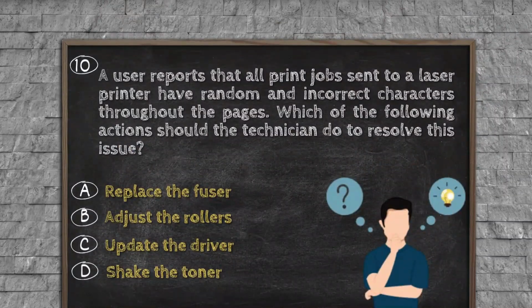Question number 10. A user reports that all print jobs sent to a laser printer have random and incorrect characters throughout the pages. Which of the following actions should the technician do to resolve this issue? Option A, replace the fuser. Option B, adjust the rollers. Option C, update the driver. Option D, shake the toner.